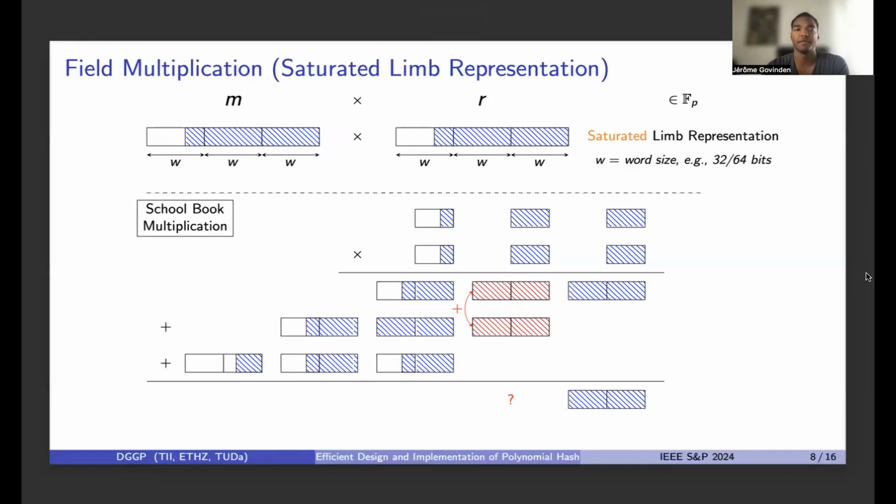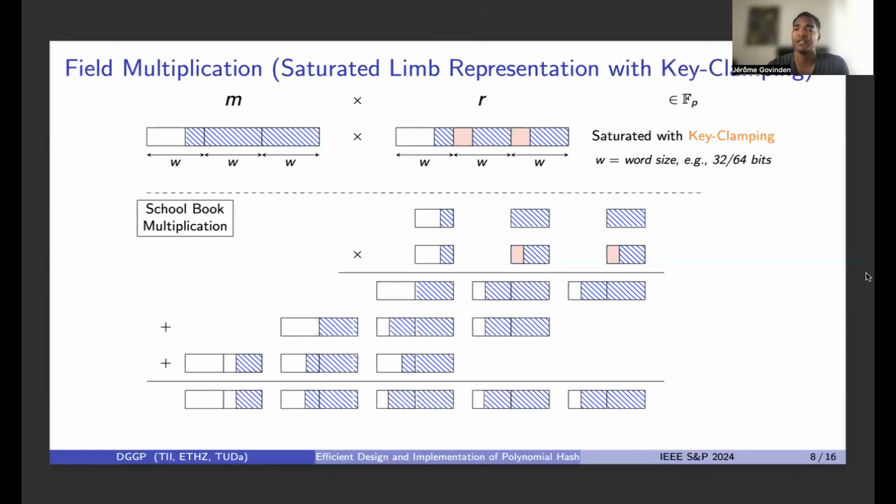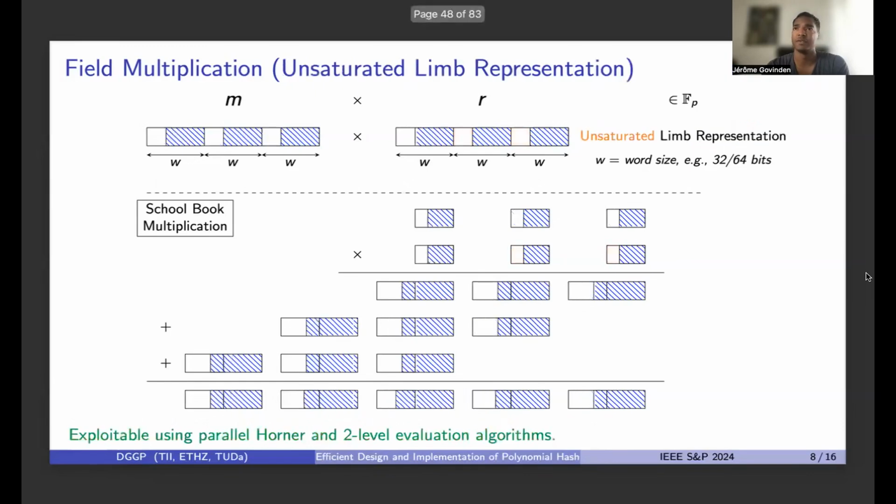In the second rightmost column, as the 2 terms are fully saturated, it is impossible to sum them without first doing a limb realignment. And so a solution to this problem is key clamping, as done in Poly1305, where for the key R, you set the highest bits of each limb to 0. This reduces security, but then avoids the previous problem. However, a big limitation is that it's not exploitable in several polynomial evaluation algorithms. Therefore, the more generally adopted approach is the unsaturated representation, where the data of each field element are distributed as equally as possible among the limbs.